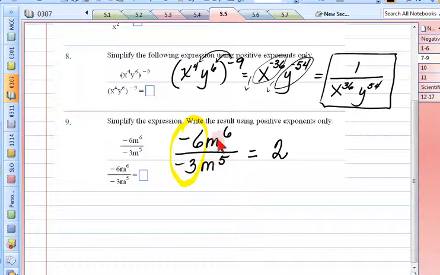This is a quotient of like bases with exponents. What does the quotient rule say to do? Subtract. What's 6 minus 5? 1. Do I need to write the 1? No. Now, there is a little invisible 1 right there, but you would not write it. If we write it, are you going to count it wrong? I'm not going to count it wrong, but MyLab might get mad.